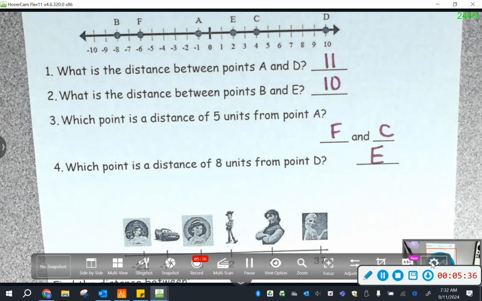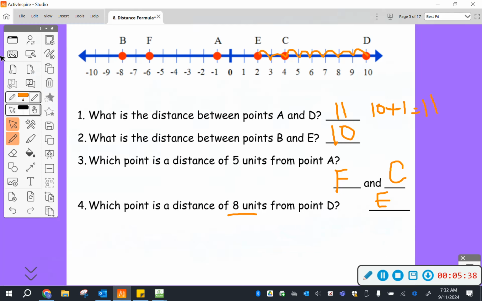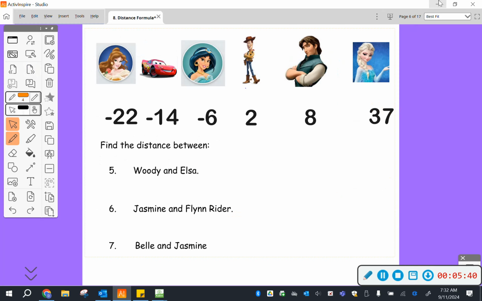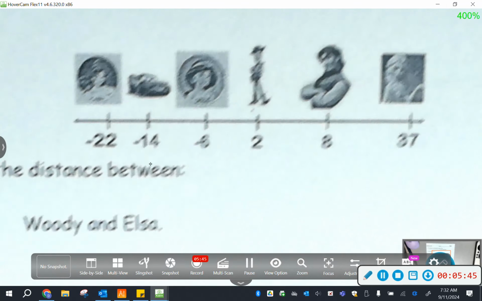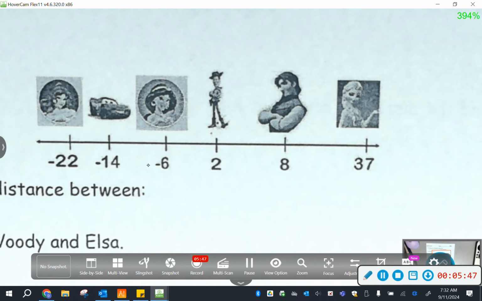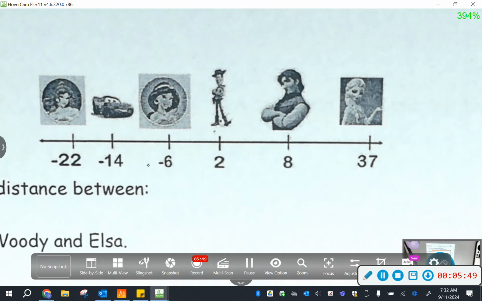All right. Next question. Let me make sure I don't have anything on the flip chart. Nope. Next question. I have a bunch of characters. My daughter is very much into Disney. Why Elsa though? It's giving me nightmares from last time.